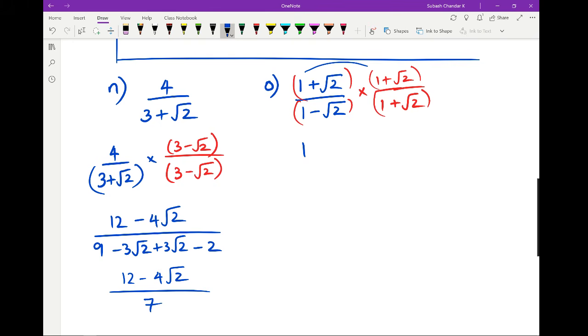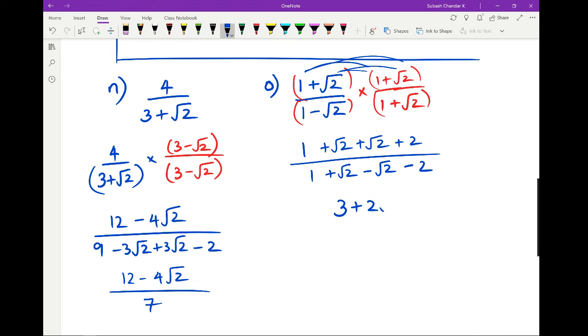So 1 times 1 is 1. 1 times square root of 2 is square root of 2. That's those two. Then I've got square root of 2 times 1, which is square root of 2. Square root of 2 times square root of 2 is going to be positive 2. And in the denominator, same thing: 1 plus square root of 2 minus square root of 2 minus 2. So looking at the numerator, I have 1 plus 2, which is 3. So I'm going to get 3 plus 2 square root of 2 divided by negative 1. I'll just put some colors there so you guys can see where these numbers are popping up from.